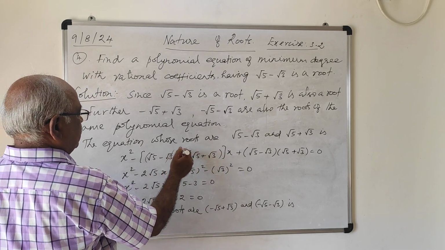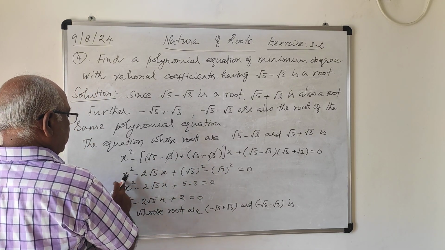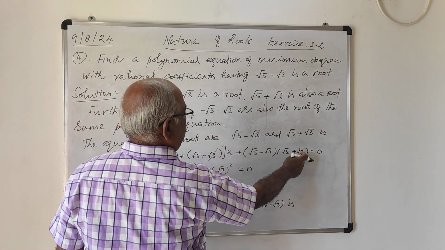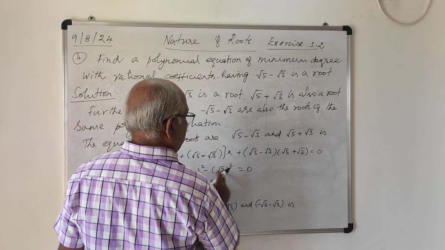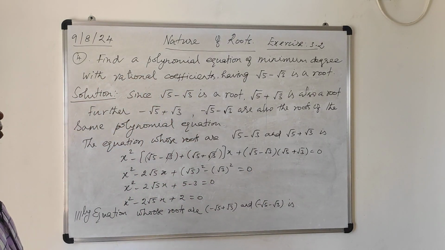You will get minus root 3 plus root 3 get cancelled. You will get root 5 plus root 5, 2 root 5. x square minus 2 root 5 into x plus product of the roots, a plus b into a minus b is a square minus b square. a plus b into a minus b, algebra result.